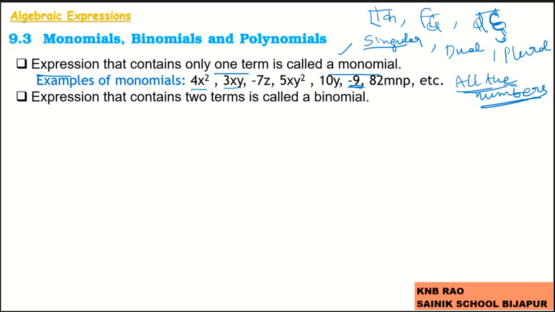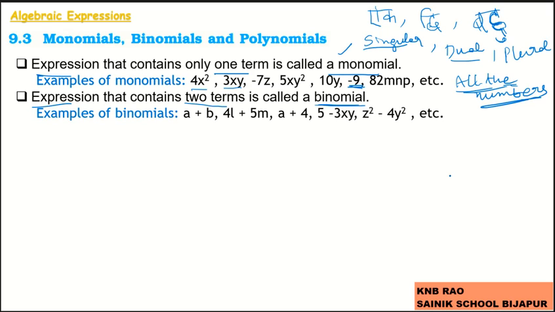Next, an algebraic expression having two terms will be called a binomial. The special name given to the algebraic expression containing two terms is binomial, like dvivachan, dual. So we say Ramau, like that. The special name given to an algebraic expression containing only two terms is binomial.